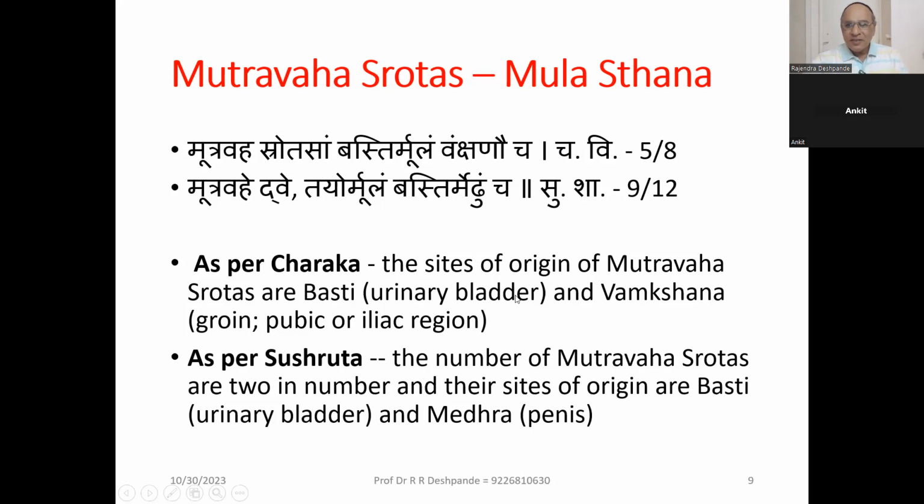As per Charak, the sites of Mula Sthana, the origin of Mutravahasrotas, are Basti and Vankshana. These are the controlling organs. Mula Sthana is not actually where the urine is formed. Okay. But that particular Mula Sthana always has some influence on that particular Srotas. So Basti, the urinary bladder, and Vankshana, the pubic region, the whole pelvic region, okay, lower abdomen. Then as per Sushrut, the Mutravahasrotas are 2 in number, and the sites of origin are the Basti, that is the urinary bladder, and Medra, that is the urethra or the penis.